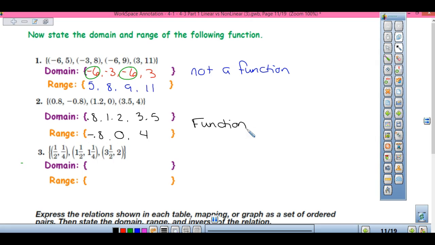All right, so in number 3, what's my domain? 1/2, 1.5, 3.5. My range? 1/4, 1 1/4, and 2. Any repeats in my domain? So is it a function? Sure is. Function.